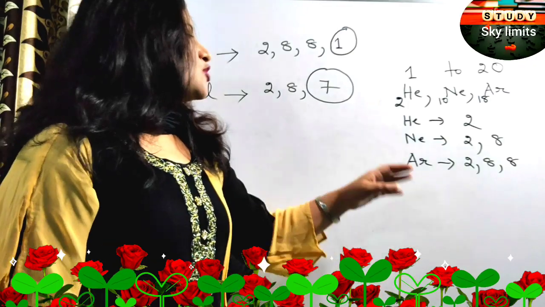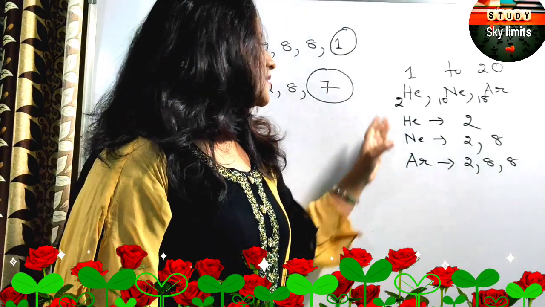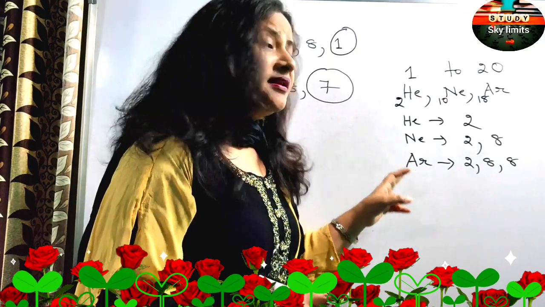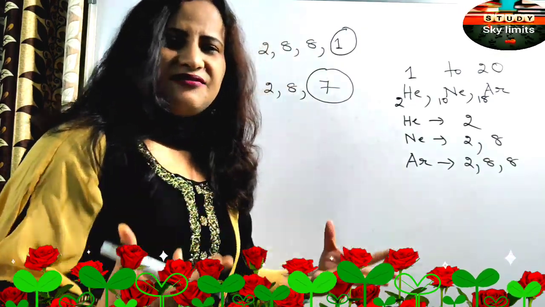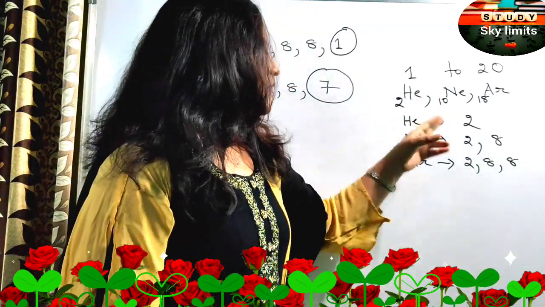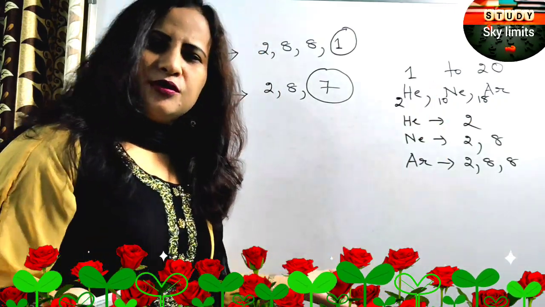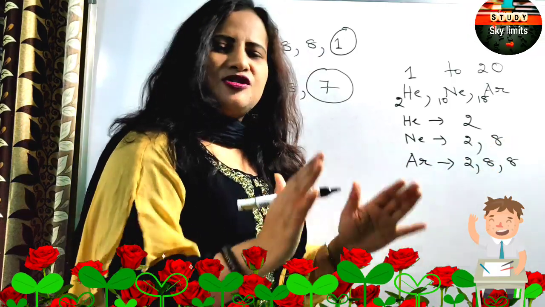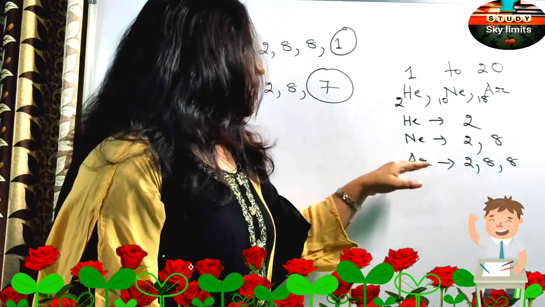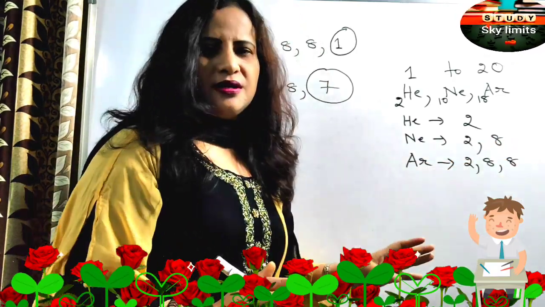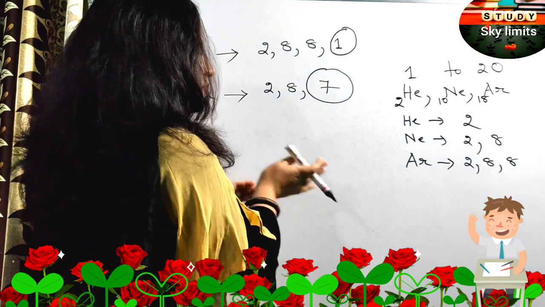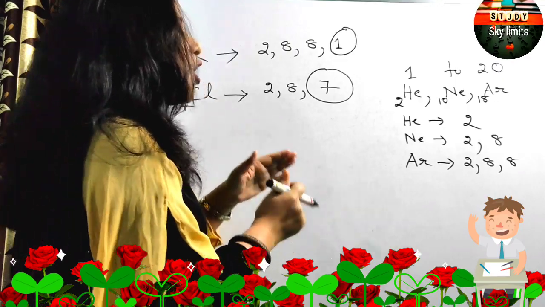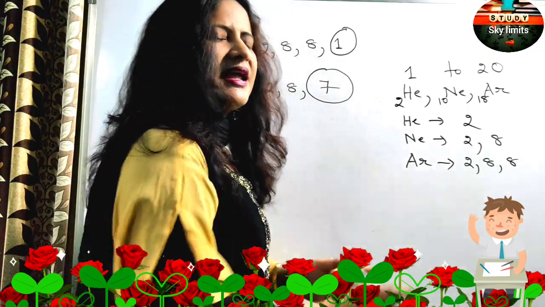and argon is 2, 8, 8. From this electronic configuration you can understand why these gases are called inert, noble, or non-reactive gases. Helium has already fulfilled the duplet rule, so it's stable and doesn't react. Neon has 8 electrons in the valence shell, and argon also has 8 electrons in the valence shell. So every atom tries to attain the stable electronic configuration of the nearest noble gas.